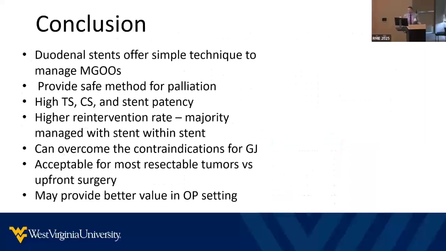And so to conclude, I think duodenal stents offer a simple technique and provide a safe method for palliation. They have a high technical success, clinical success, and stent patency. There is a higher reintervention rate, but again, the majority of these can be managed with stent within stent. You can overcome the contraindications for EUS GJ, and it's acceptable for most resectable tumors versus upfront surgery, and may provide better value in an outpatient setting.